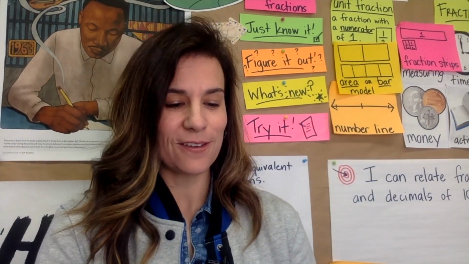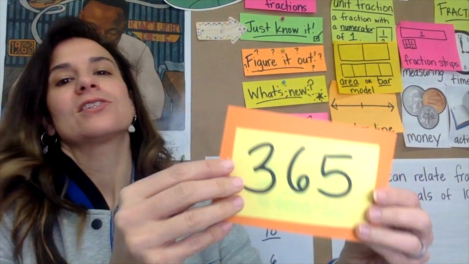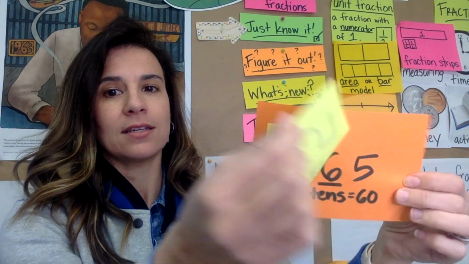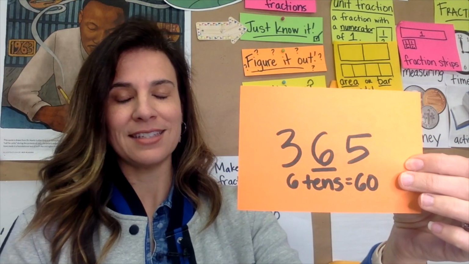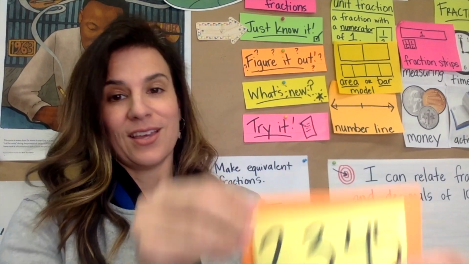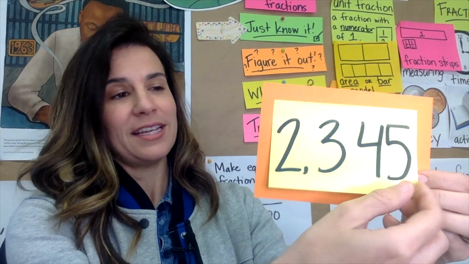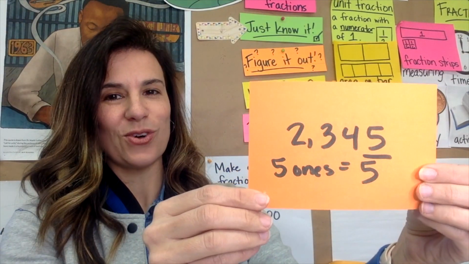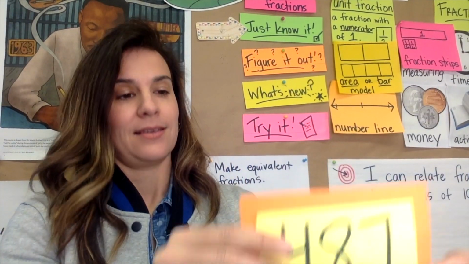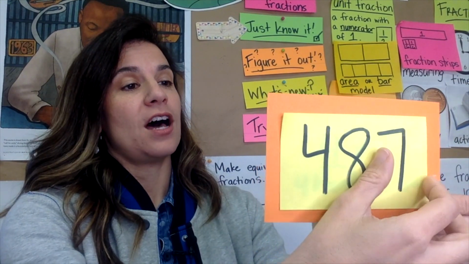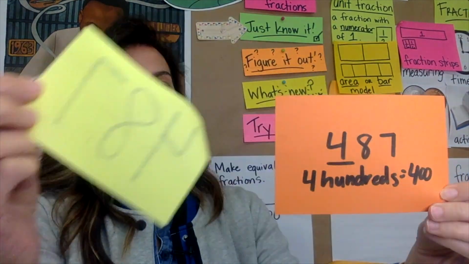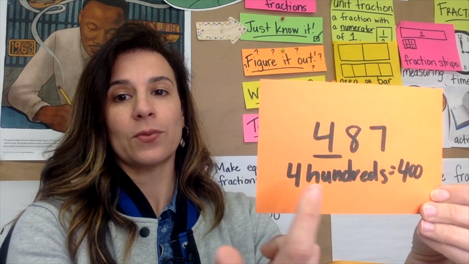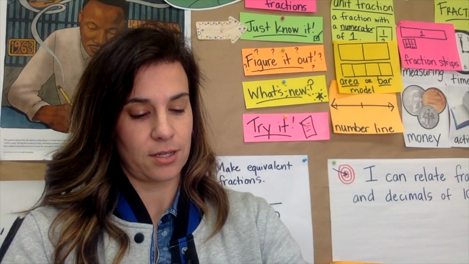All right, let's see if you just knew it, just like that. So we had 365, and we said the tens place is the 6. 6 tens equals 60. For the ones place, did you say 5? 5 ones equals 5. For the hundreds place, 4 is in the hundreds place, but 4 equals 4 hundreds, or 400.